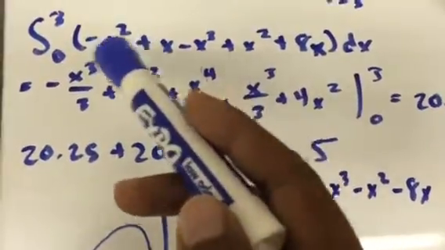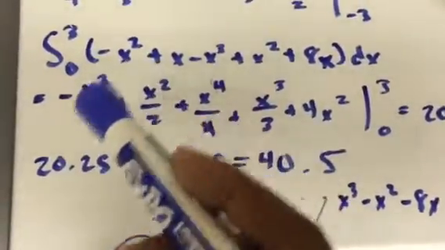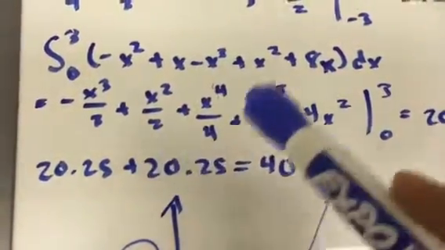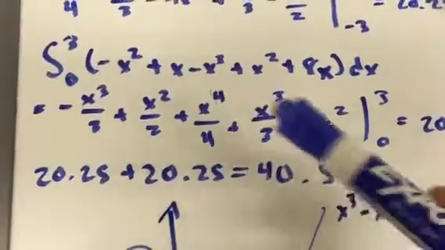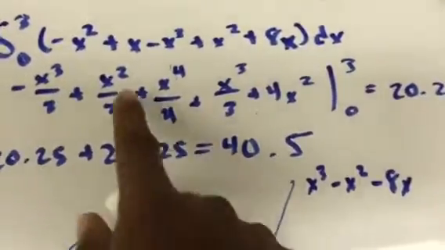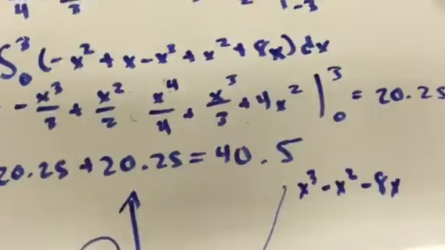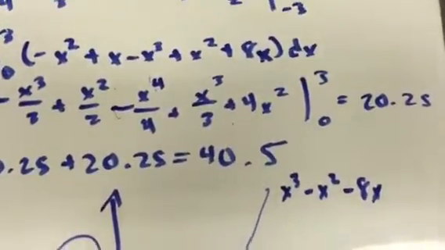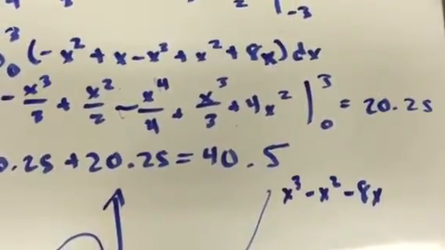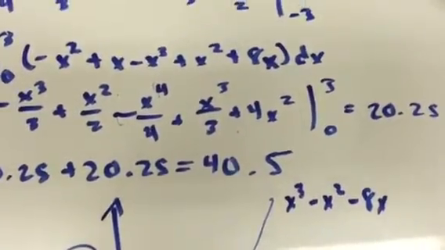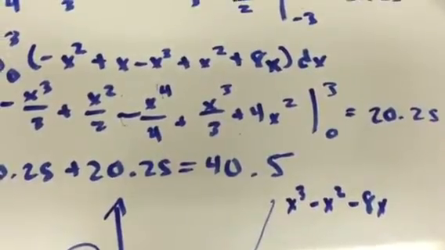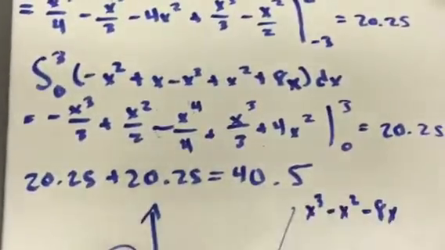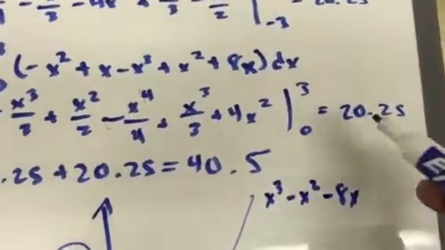And in this case we have negative x squared becomes negative x cubed over 3, plus x goes to x squared over 2, negative x cubed goes to negative x to the 4th over 4, plus x squared goes to x cubed over 3, and then 8x goes to 4x squared, and all that is going to be integrated with the bounds 0 to 3, and we get 20.25 again.